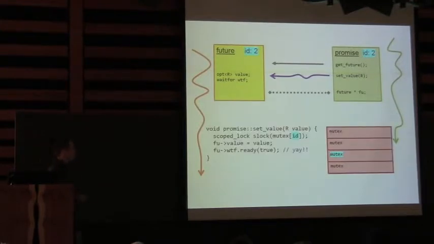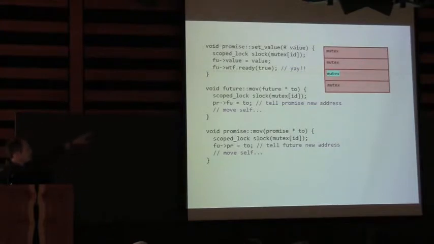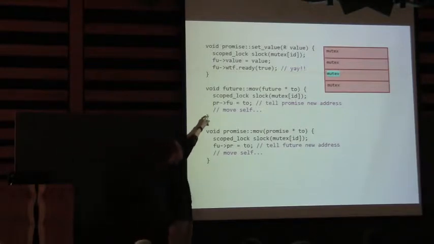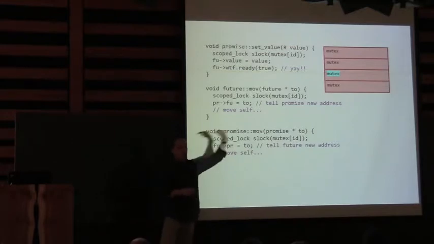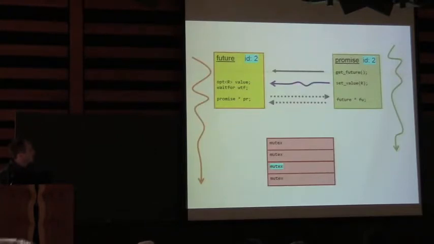And then it's very simple. Set the value, lock the mutex, do your stuff, unlock. Simple, right? And when you move, grab the mutex, do your move. Basically, we're imagining that each side has a pointer to the other side, so that when you move, you tell the other guy, hey, I moved over here. But you do it with a lock, everyone's happy. And so that's kind of this idea here.